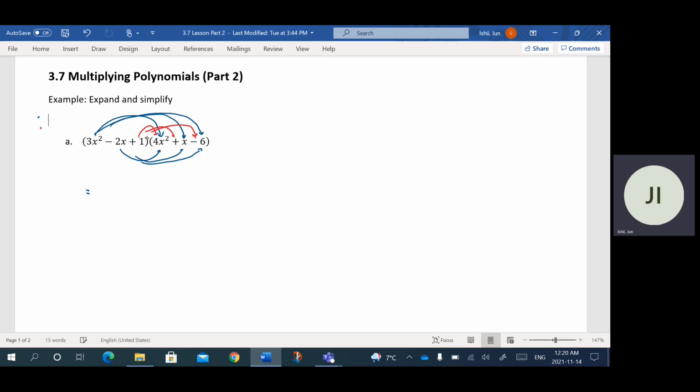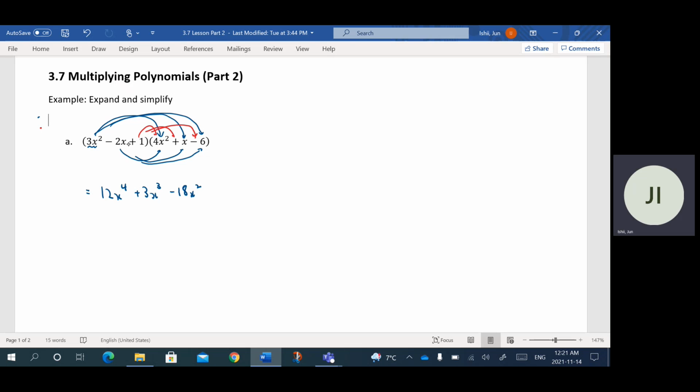As a result, let's start out with 3x squared. If I multiply it with each one of these, first off, I'm going to get 12x to the fourth. That's 3x squared times 4x squared. Next up, 3x squared times x is positive 3x cubed. And then I have 3x squared times negative 6, so that's negative 18x squared. So when I multiply 3x squared with each one of these terms, I get these 3 here.